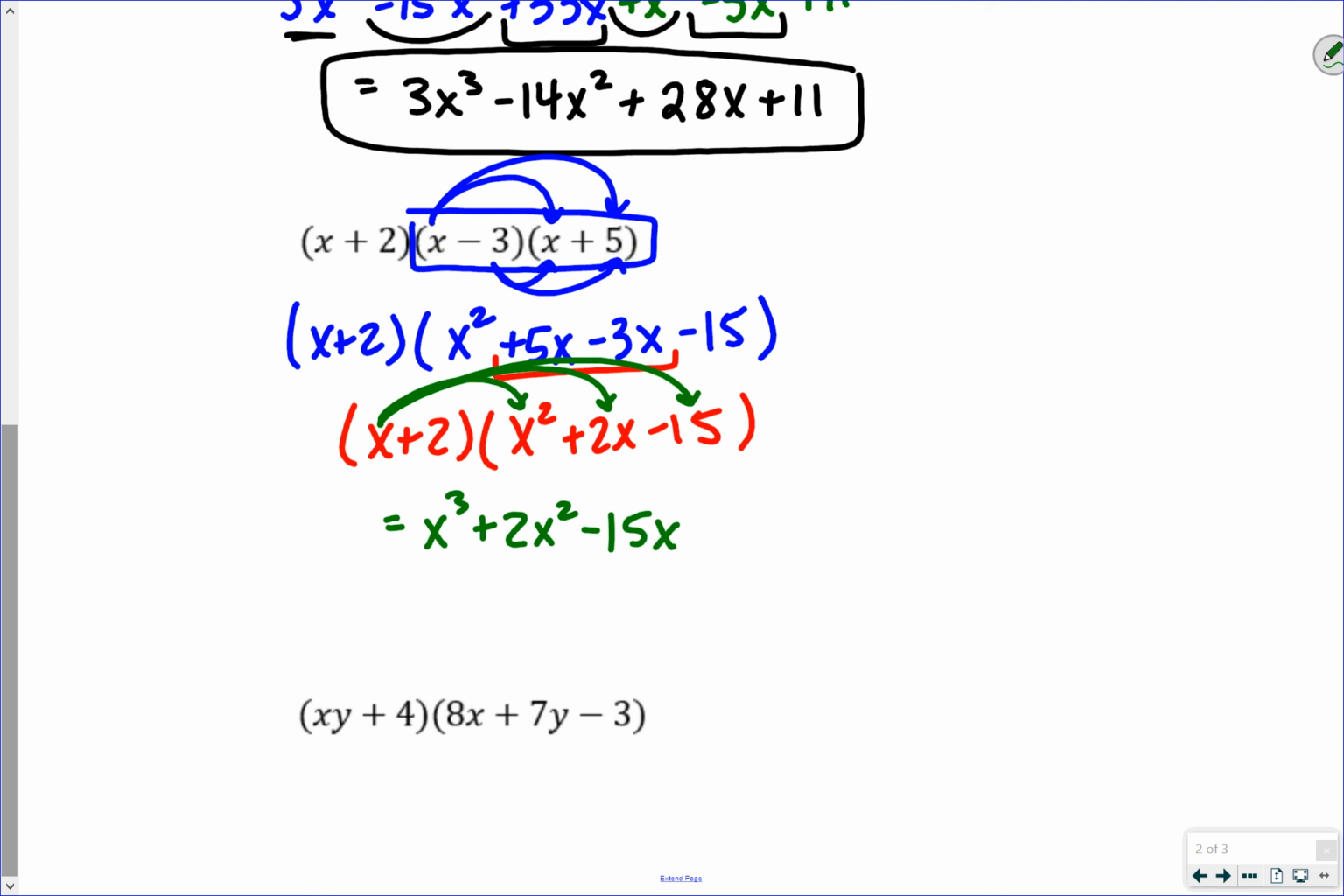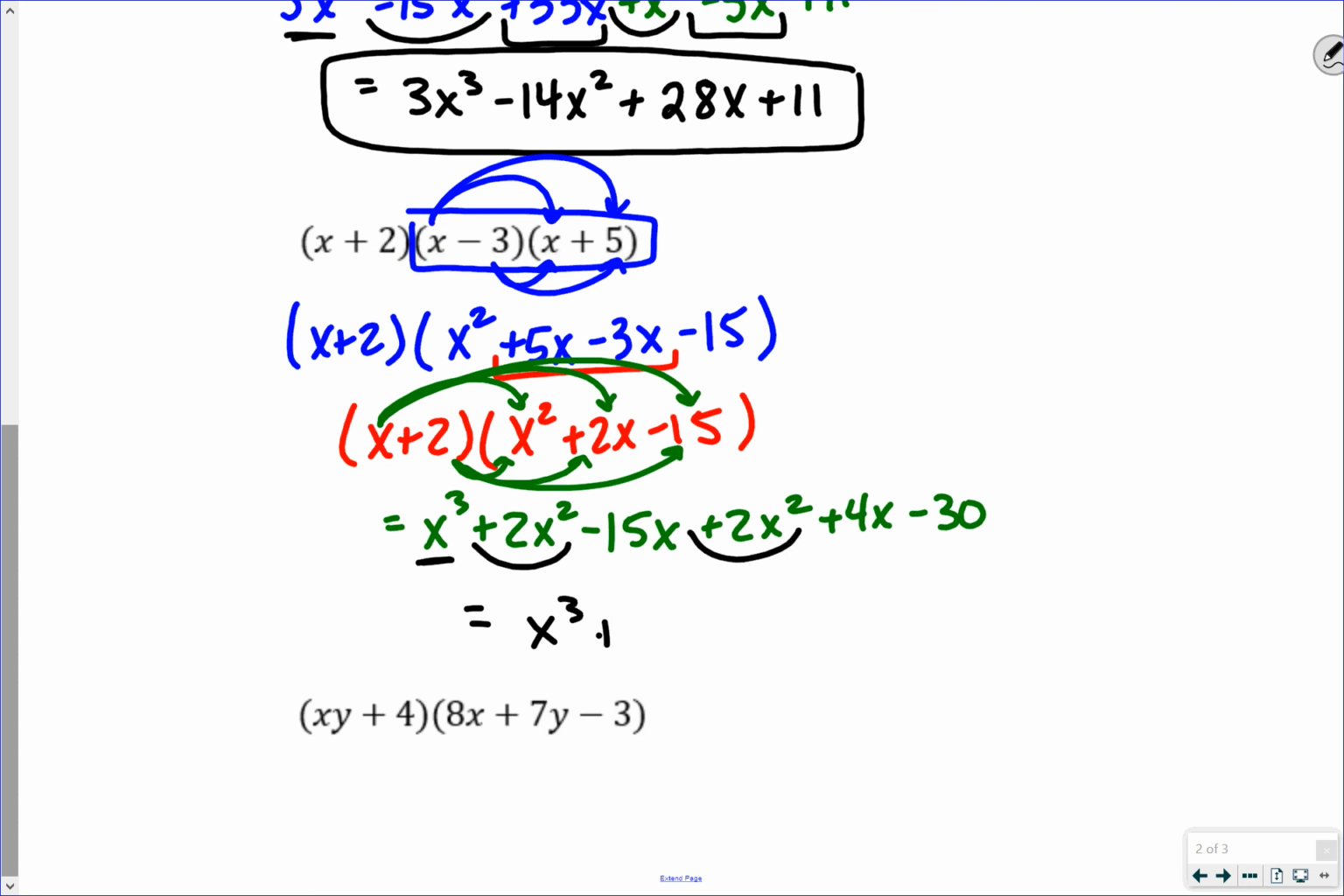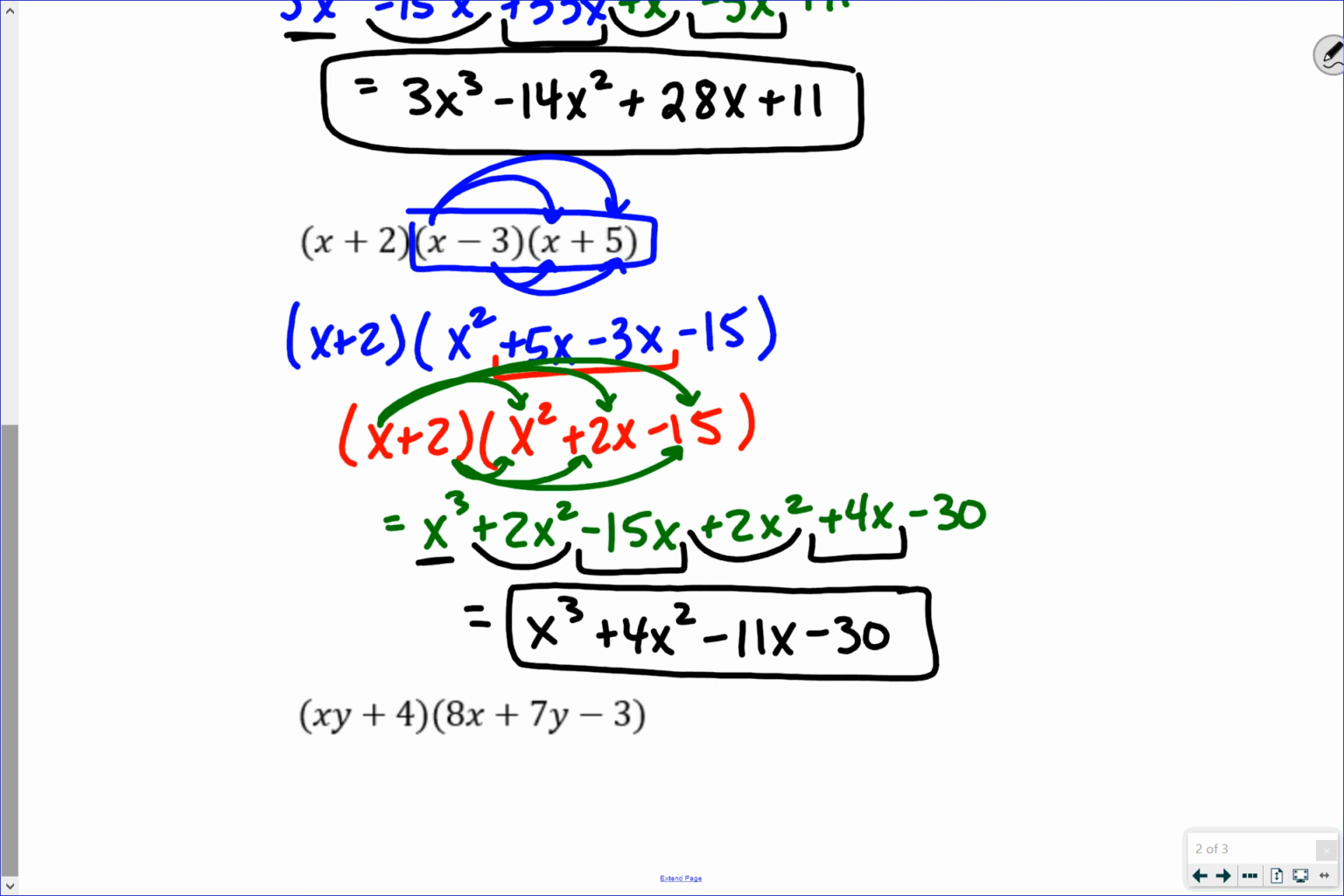Move on to the next term. 2 times x squared is a 2x squared. 2 times 2x is 4x, and 2 times negative 15 is negative 30. Now I'm just going to combine my like terms. I have an x cubed, just 1. I have 2x squared plus 2x squared, and I have 4x squared. I have a minus 15x and a plus 4x is a negative 11x. And then my floating minus 30 doesn't have anything to combine with.